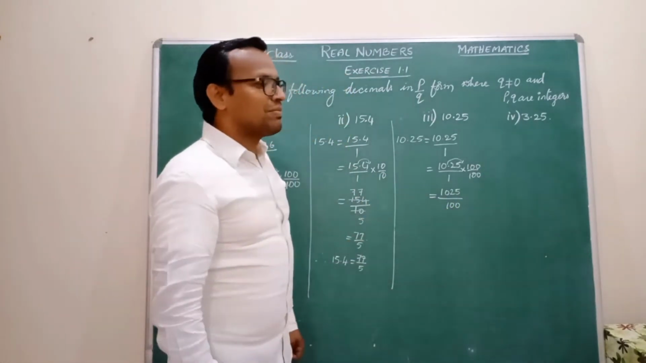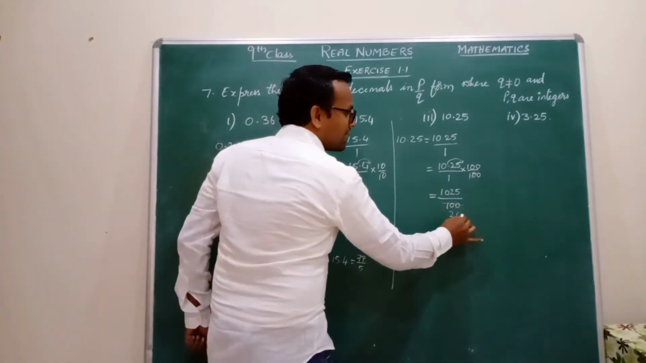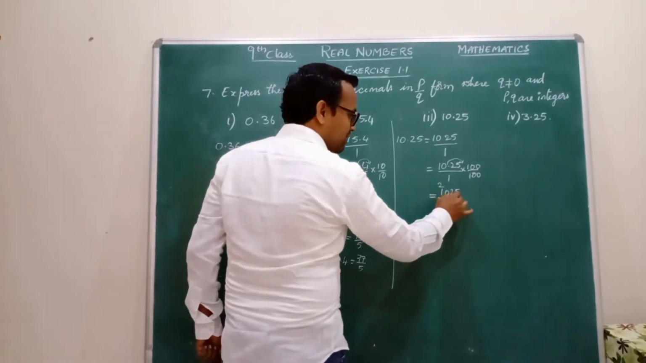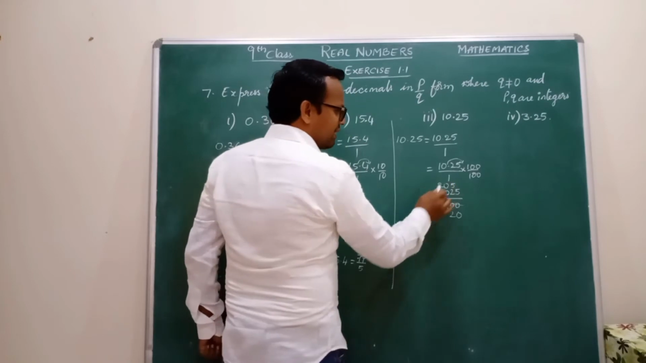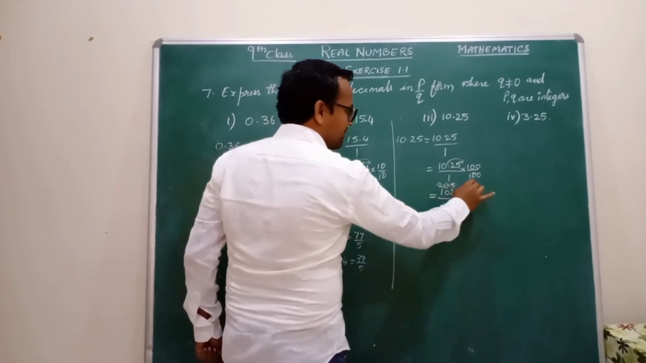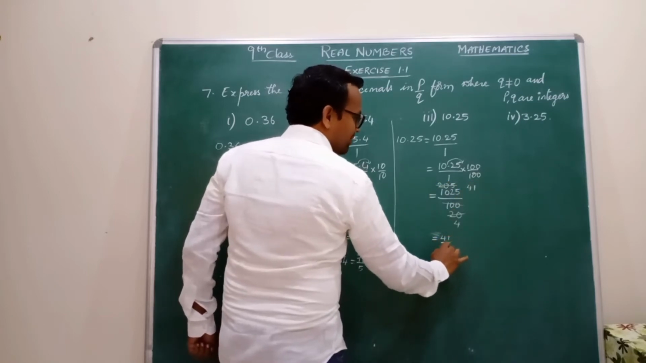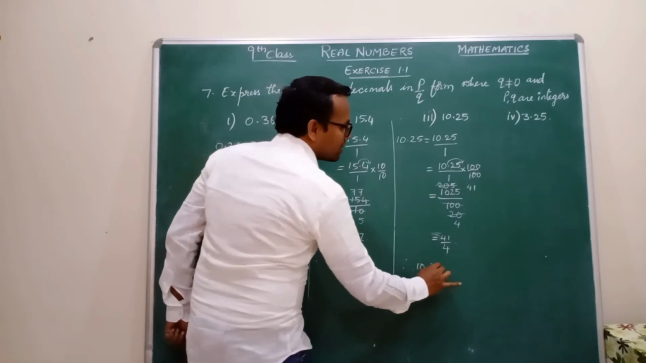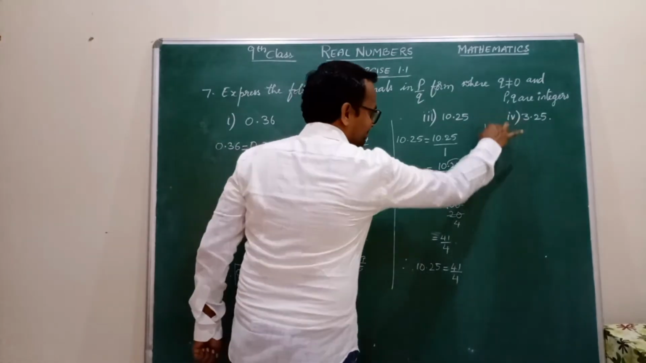Now let's simplify this one. 5 20s are 100. Now 5 2s are 10. 2 doesn't go, 0. 5 5s are 25. I think further it can be simplified. 5 4s are 20 and 5 205s are 1025. So this can be written as 41 by 4. Therefore 10.25 is equal to 41 by 4.